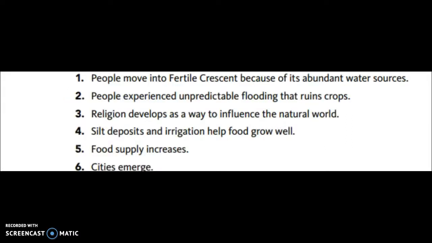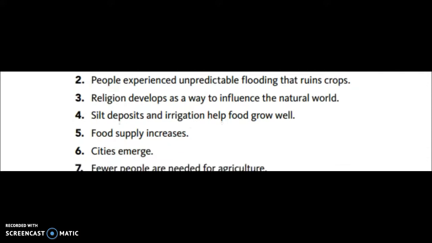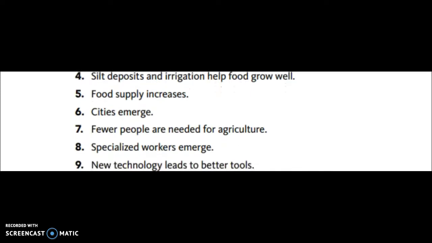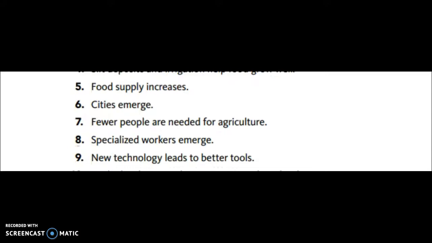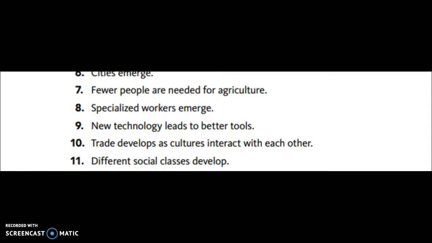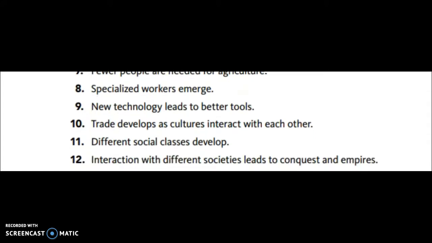People moved into the Fertile Crescent because of abundant water sources. People experience unpredictable flooding that ruins crops. Religion develops as a way to influence the natural world. Silt deposits and irrigation help food grow well. Food supplies increase and cities emerge as a result. And taking it further, fewer people are then needed for agriculture. Specialized workers emerge. New technology leads to better tools. Trade develops as cultures interact with each other. Different social classes develop, and interaction with different societies leads to conquest and empires.